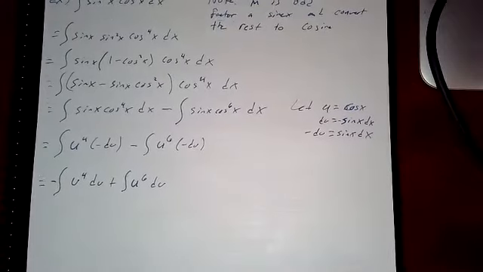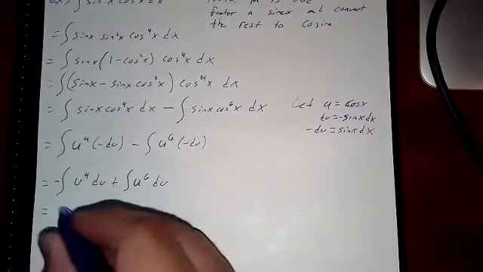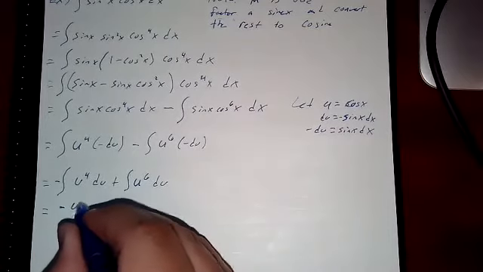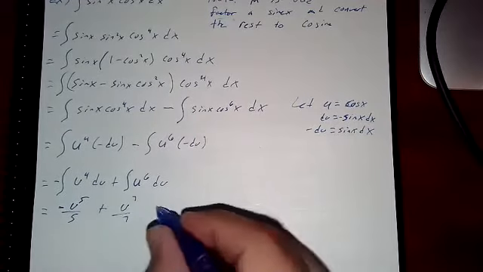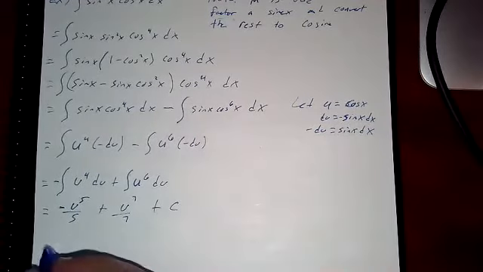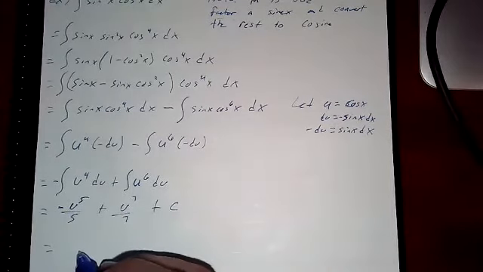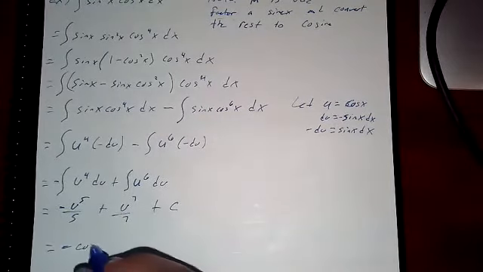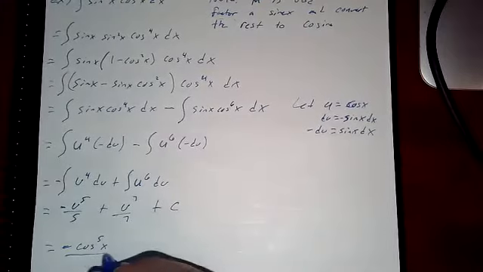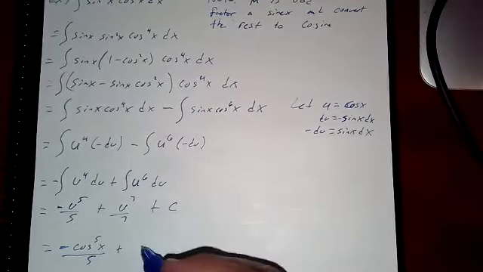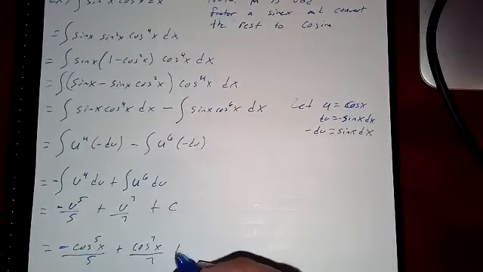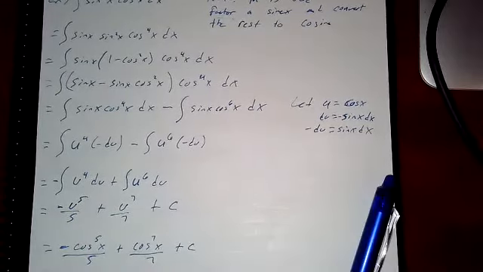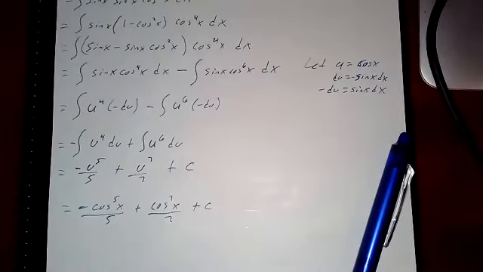Now these are easy integrals, right, at this point? This will be negative u to the 5th over 5 plus u to the 7th over 7. Put our c there, bring back cosine, and we have negative cosine to the 5th power over 5 plus cosine to the 7th x over 7. Is there any questions about any of those steps?